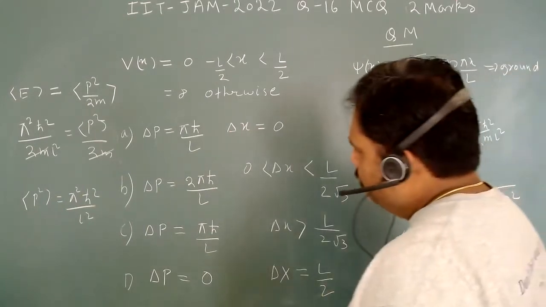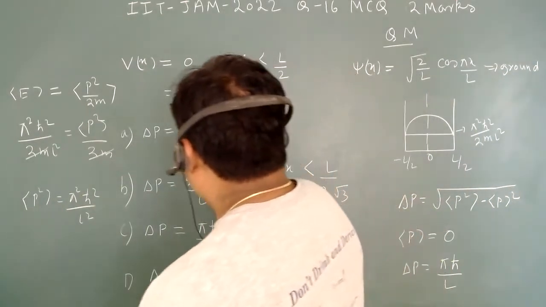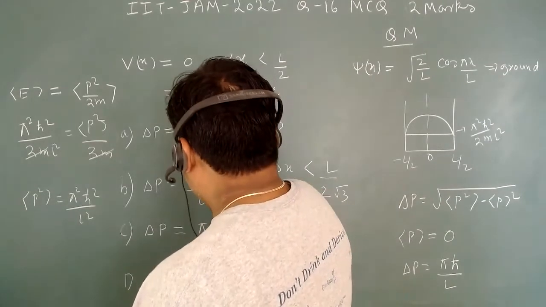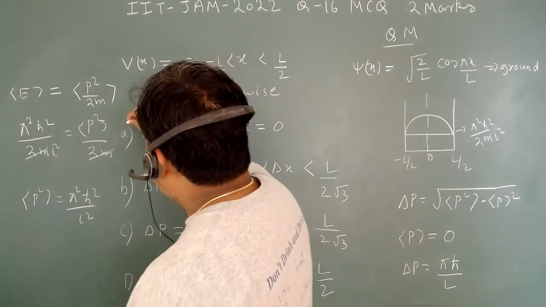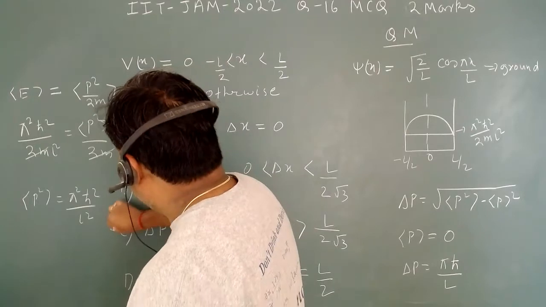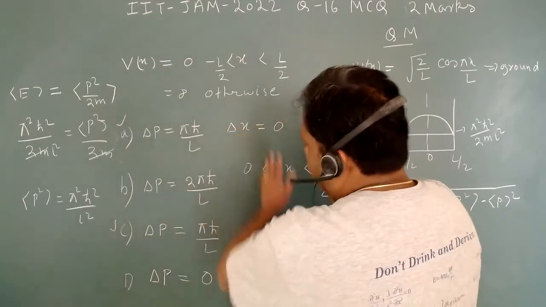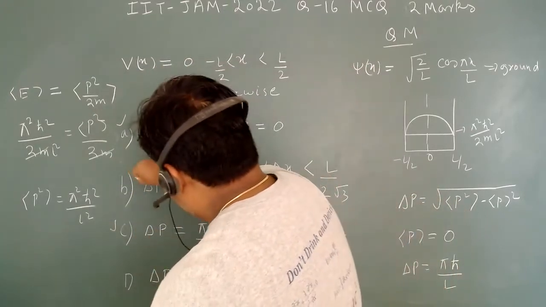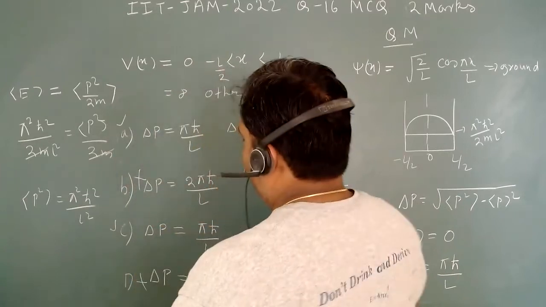Obviously only two options have pi h cut upon L, option A and option C. So we have to check what will happen to delta x now. Obviously the other options are neglected and wrong answers.